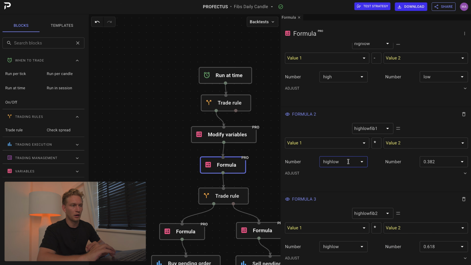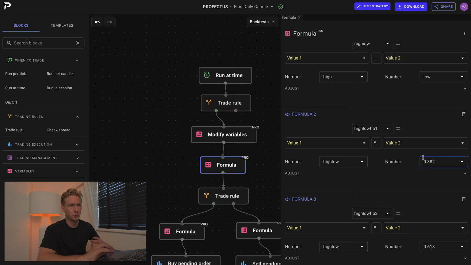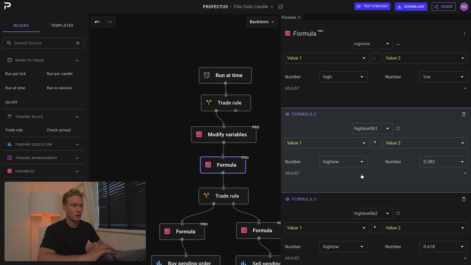Then we take the high low in the next formula, so formula 2, high low, so the answer of this one, we use that here, times 0.382. We store that in high low fib 1, that's just another random name you can attach to it. Besides that, nothing happens. And then here you have high low fib 2 is high low times 0.618. Okay, so you take the same high low, that's fine. You multiply that by 0.618 because we want to calculate 0.618, but also 0.382. And then you store the answer in high low fib 1 and 2. So fib 1 already is 0.382. Remember, fib 2 is 0.618.